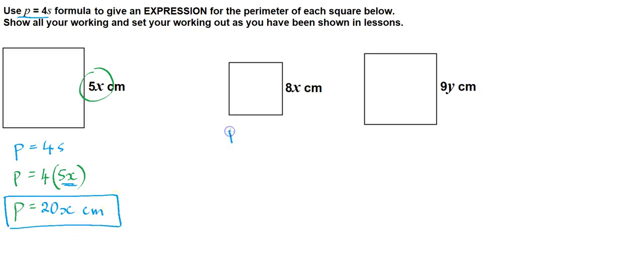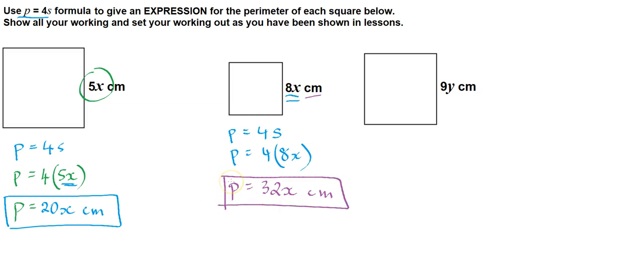This one over here again, let's start with P equals 4S. So P equals 4 times one of the sides. And we know one of the sides is 8x. And so we multiply 4 by the term 8x. So perimeter will equal 4 times 8 is 32x. And we'll include the units of measurement, centimeters. So we can do it like that.